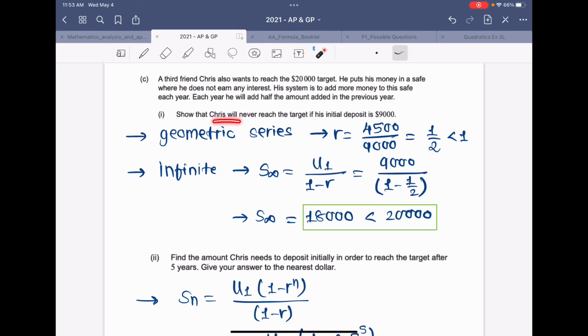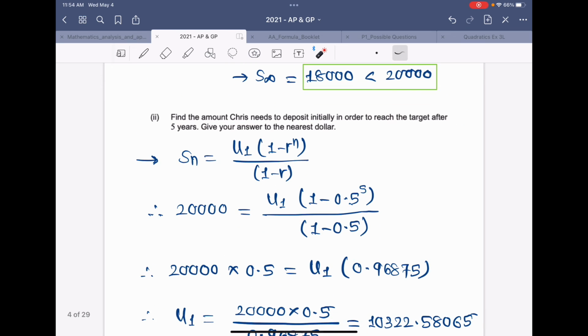Now we want to show that Chris will never reach the target of 20,000. You can see R is 1/2, which is less than 1. So it's an infinite geometric series. So the formula which is given in the formula booklet is S infinity is U1 over 1 minus R. U1 is your first year amount, which is 9,000 over 1 minus R, that is 1 minus 1/2. If you solve this, 9,000 over 1 minus 1/2, you will get the answer 18,000, which is short of 20,000, so less than 20,000. So that is why Chris will never reach the target of 20,000.